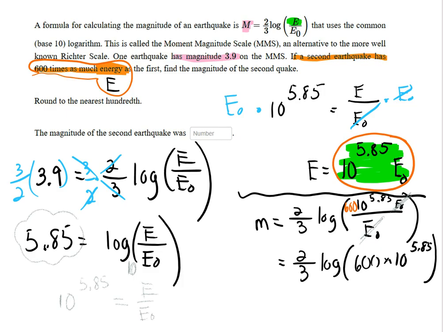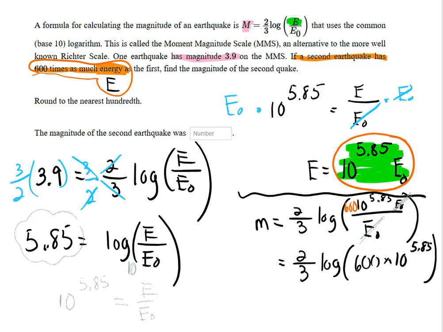So, on my handy dandy calculator. Okay, and again, I can type in fractions. So, I have 2/3, then I've got to scroll to the right, hit my LOG button. My calculator puts in a parenthesis right when I hit LOG. 600 times 10 raised to the 5.85 power, scroll over, close the parentheses, and hit enter.